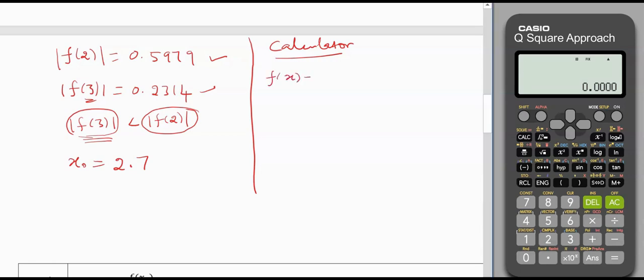In calculator, we'll type f of x is equal to x log base 10 x minus 1.2 as A is equal to x log of x minus 1.2, and f dash of x is log base 10 of x into e.